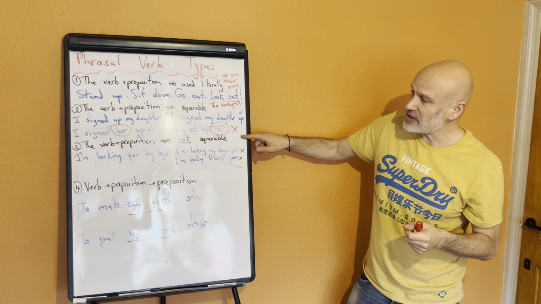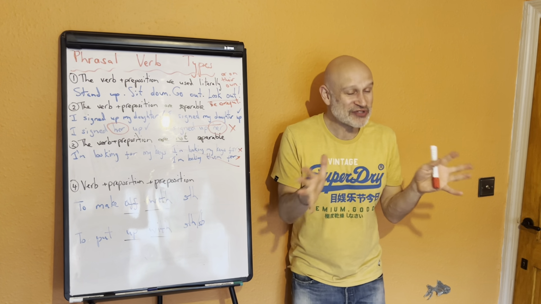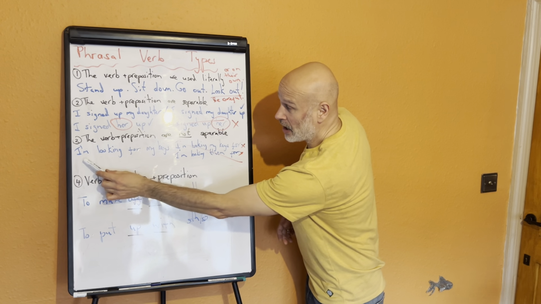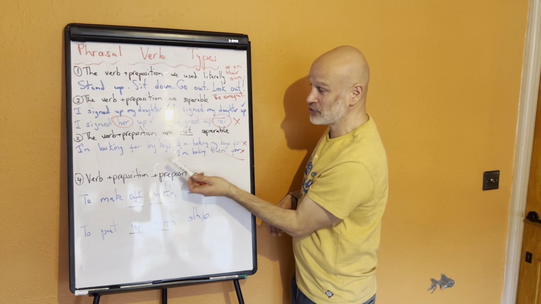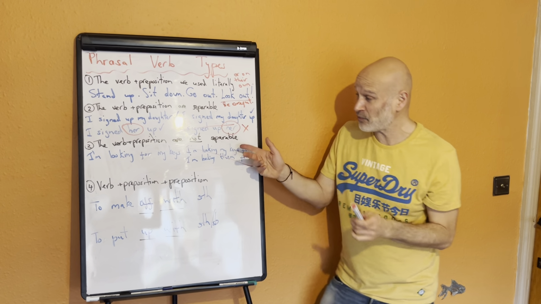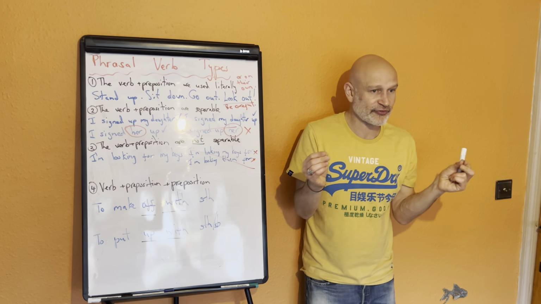The other type of phrasal verb is the phrasal verb that is not separable. That under no circumstances can you separate. So, for example, I'm looking for my keys. You cannot say, I'm looking my keys for, I'm looking them for. It doesn't matter whether you change it to an object or not. You cannot separate the phrasal verb.